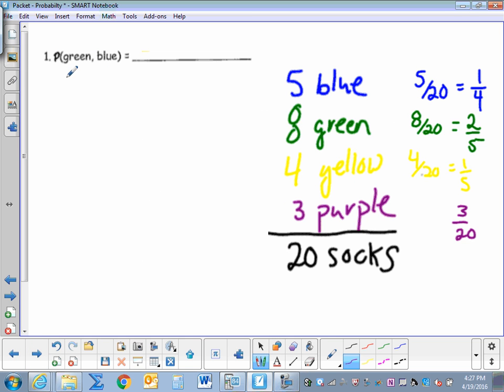So what is the probability of pulling a green sock and then replacing it with a blue sock? Well, the probability of pulling a green sock is 2 to 5, or 2/5. And the probability of pulling a blue sock is 1 to 4, or 1/4. So we just multiply the two probabilities together, and we get 2/20, which simplifies to 1 to 10. So 1/10.